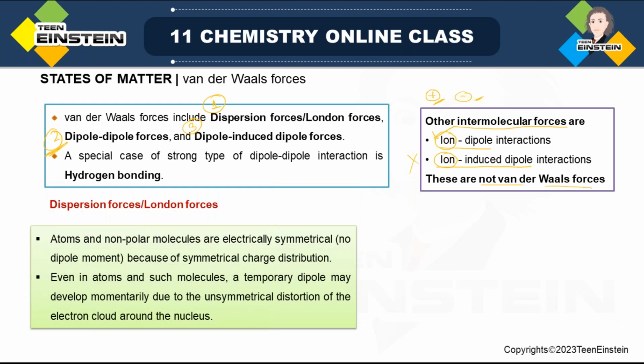Focus on the first one. Atoms or non-polar molecules. So single atom, for example helium, because it always exists as monoatomic. You will never find He2, that doesn't exist. Remember in MOT, molecular orbital theory, we saw in the last class that He2 does not exist. So this is monoatomic, and all noble gases are basically monoatomic. This type of atoms or non-polar molecules are electrically symmetrical. That is why they are non-polar. Non-polar, polar, all these concepts we have seen in chemical bonding.